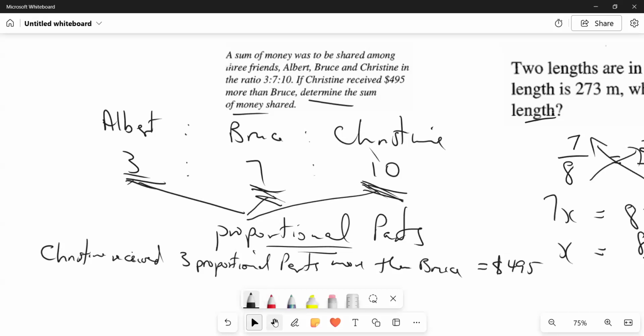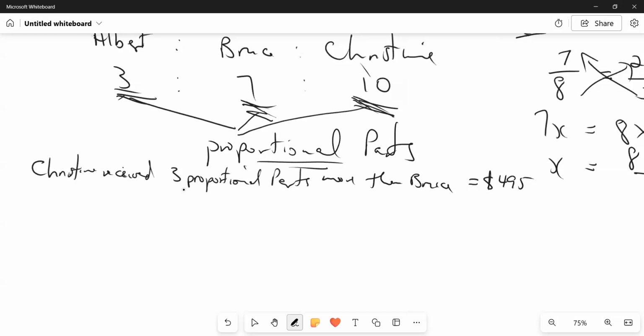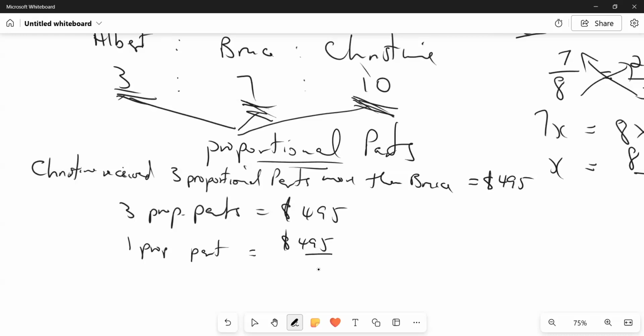From that information, 3 proportional parts equal 495. From this, we can find what 1 proportional part is equal to. It will be 495 divided by 3. Is anybody going to help me tonight? I know nobody is talking, and nobody is joining in.